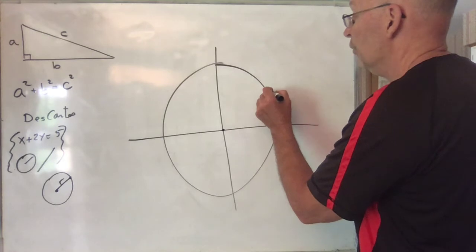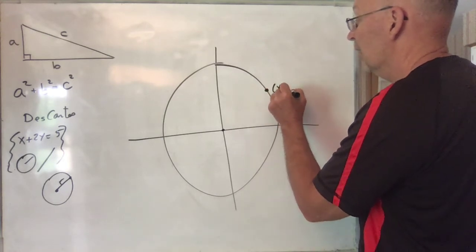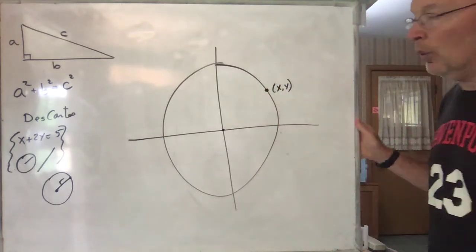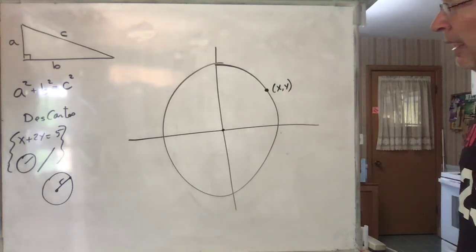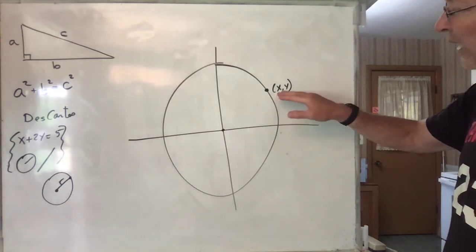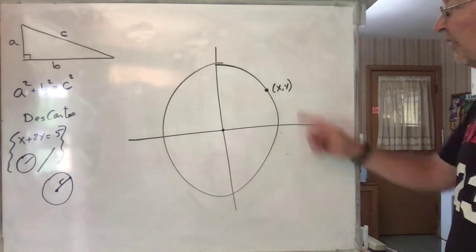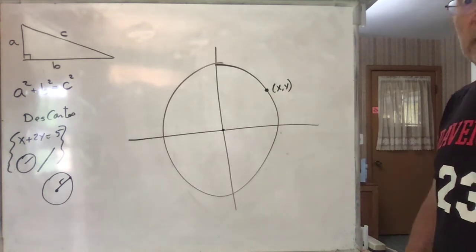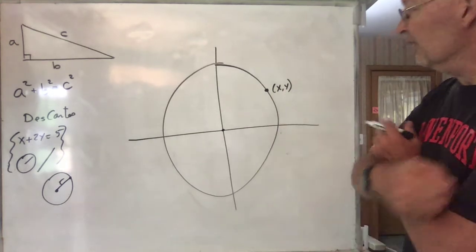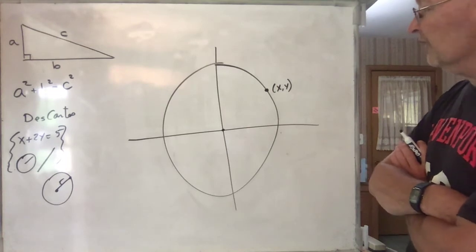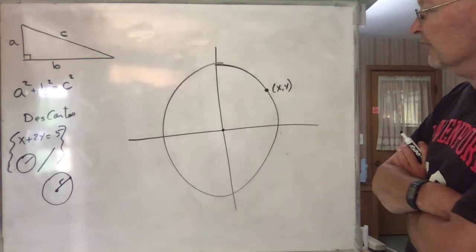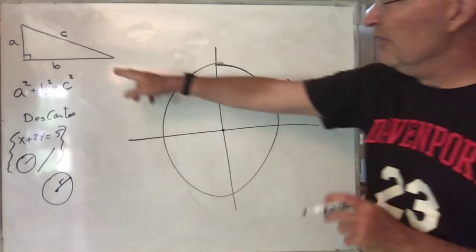If the point xy is on that circle, what equation, what relationship does this point xy have to satisfy? Okay, what does it have to satisfy? That's what we have to answer in order to get the equation for that circle. And Pythagoras's theorem will help us.